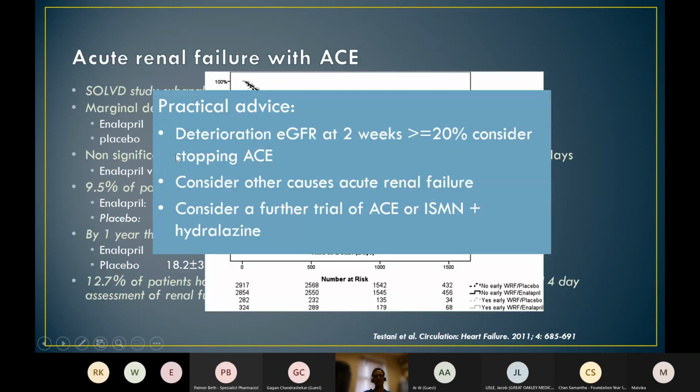So if you're starting an ACE inhibitor in a stable patient, monitor their eGFR, and if it drops by over 20% at 2 weeks, consider stopping the ACE inhibitor. But also consider other causes of acute renal failure, and consider getting the patient stable and then trying it again. Or if you can't use it, isosorbide mononitrate and hydralazine are an alternative, but it's very hard to titrate those to good levels. So I'd much rather try again with the ACE inhibitor.